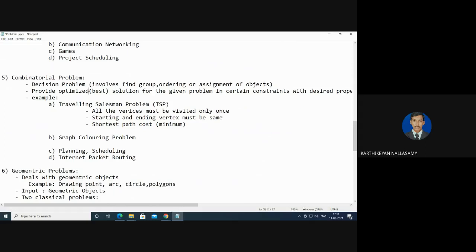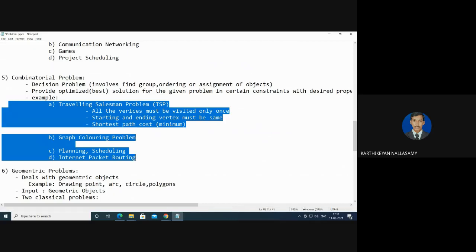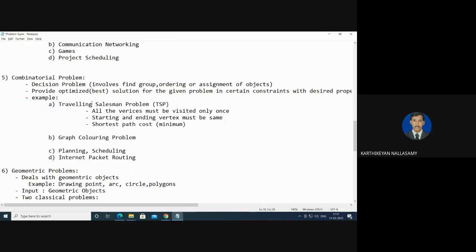To solve a combinatorial problem, we are going to use some certain extra type of constraint with the properties. Then these all come under combinatorial problems. It is also called a decision problem. In a combinatorial problem, we are looking for an optimized solution. We are not looking only for the feasible solution. We are looking for the optimized solution, which is the best solution for the problem. Some example applications related to combinatorial problems are the traveling salesman problem, graph coloring problem, scheduling problem, planning applications, and internet packet routing applications.